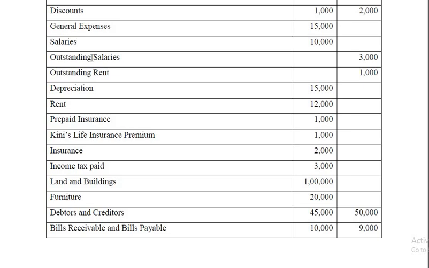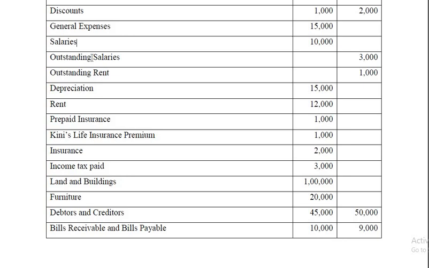Alright, outstanding rent should be treated like that only. So outstanding rent will appear on the liability side of the balance sheet. And the rent value given here, 12,000, is after adjusting that outstanding rent. If it is an adjustment, then first it should be added to rent account and then it should be shown as a liability on the liability side of the balance sheet. But here there is only one treatment, that is in the balance sheet.